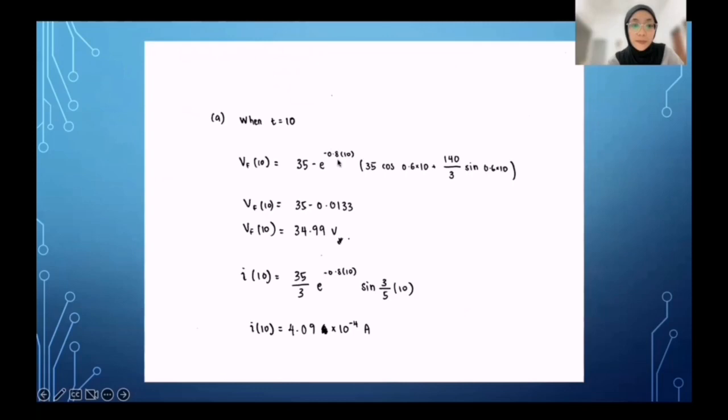Next, we need to substitute the value of t in order to compare the result with the simulation. Our group used t equal to 10, and then we get vF(10) equal to 34.99 volts and i(t) equal to 4.09 times 10 to the power of negative 4 amperes.